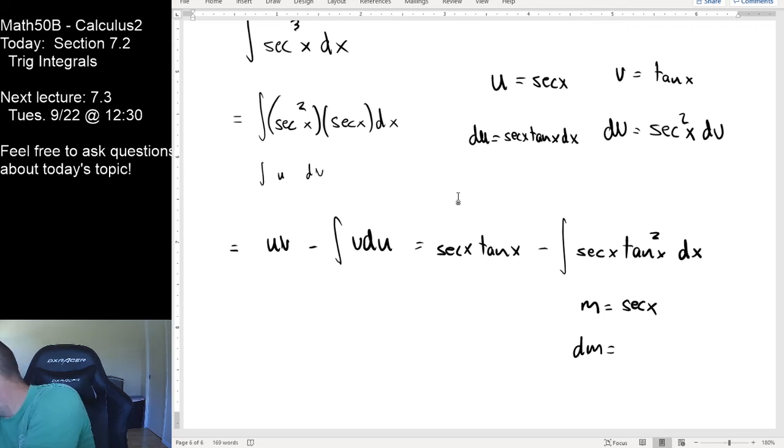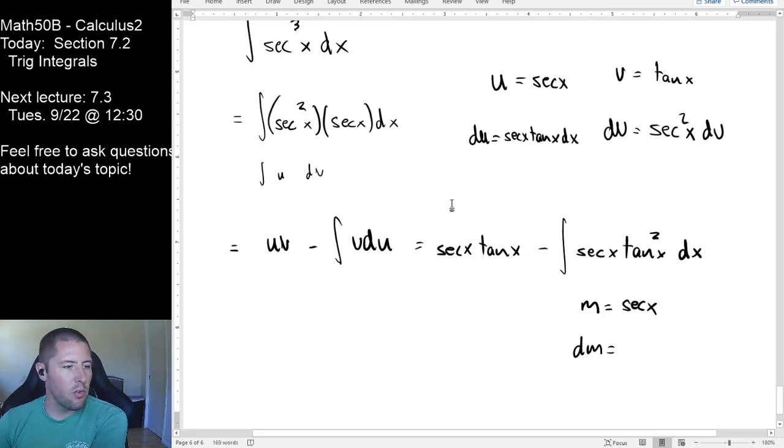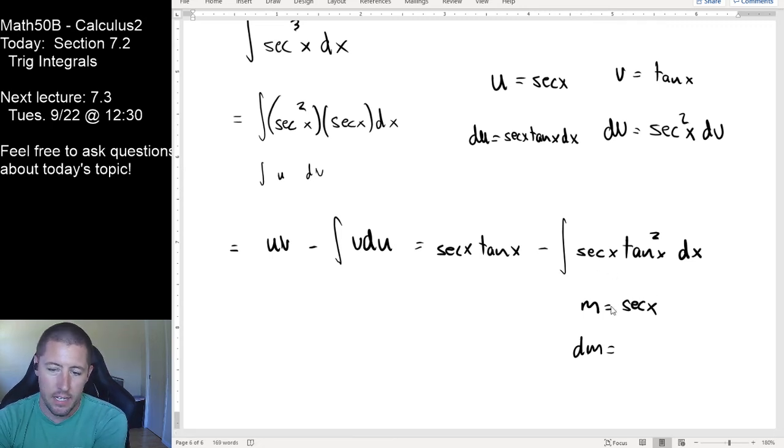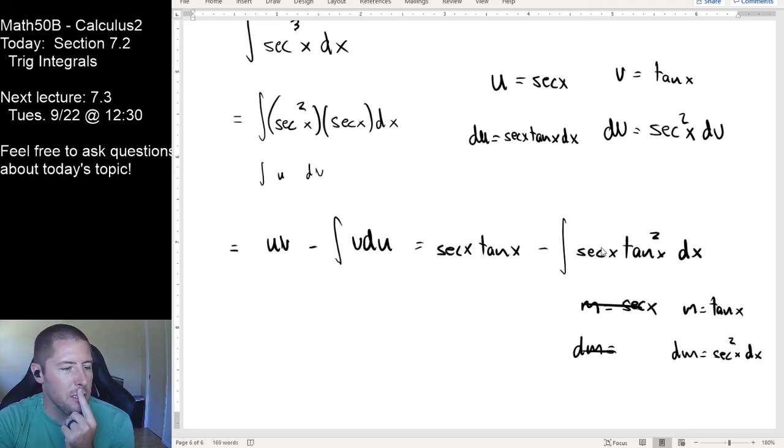Oh, so it feels to me now like I am still running up against my same issue, right? If I picked m to be tangent, then dm is secant squared x dx. And again, that squared right there keeps screwing me up. I feel like we're back in my same little bummer situation as before, where I want this squared to be on the other part, but it's just not. But I think we're in a slightly better situation than we were before.